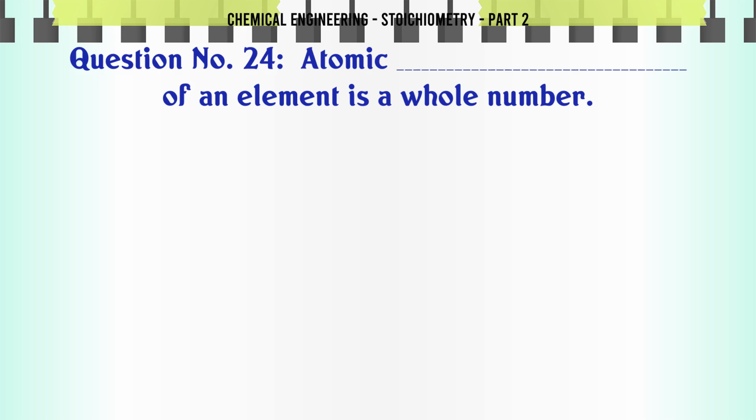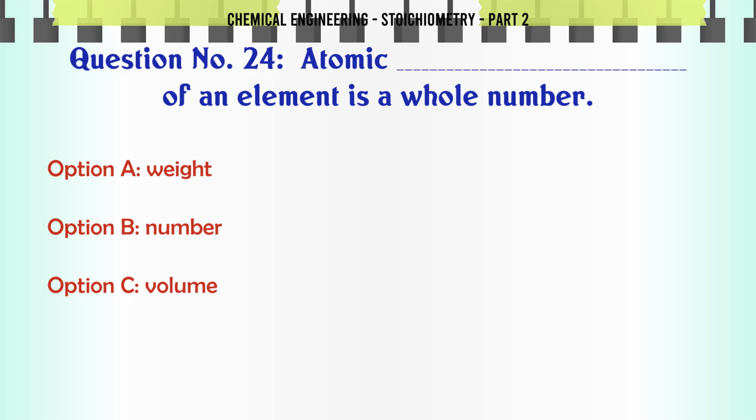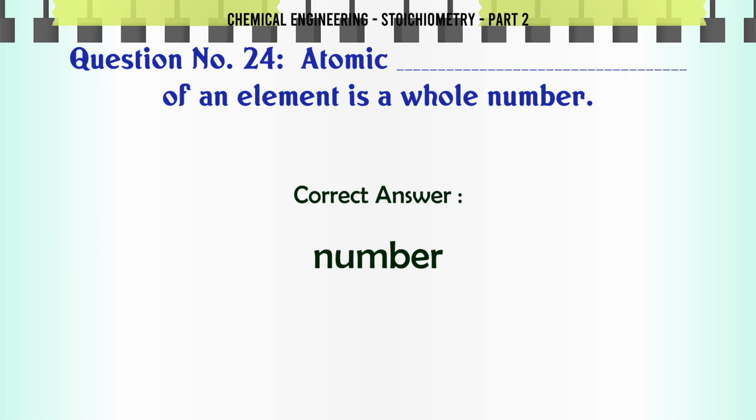Atomic number of an element is a whole number. A weight, B number, C volume, D radius. The correct answer is number.